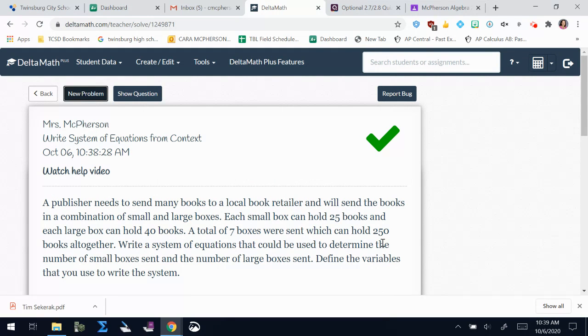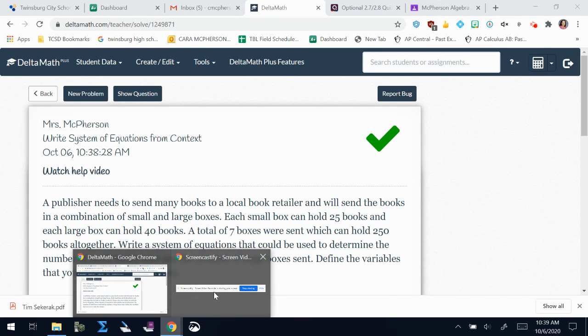So there are 3 really good examples of how you set up a word problem in Delta Math. You're not being asked to solve, but going through that process of setup.